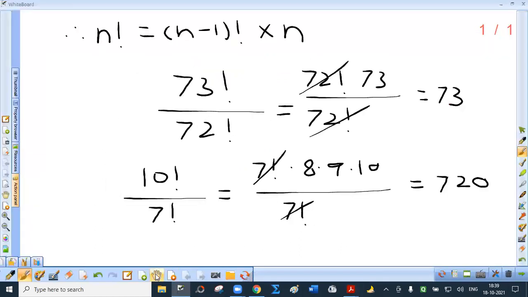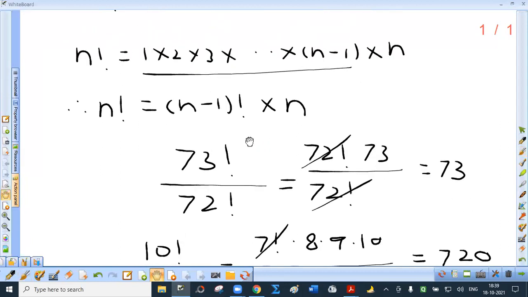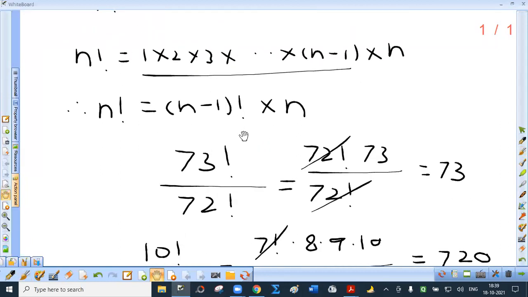In fact, I may also use this logic to prove 0 factorial is 1. Put n equal to 1. So 1 factorial equals 0 factorial into 1. But 1 factorial is 1. So the right hand side should be 1. The right hand side will be 1 if 0 factorial is 1. Right? But the better logic is using that formula for permutation.